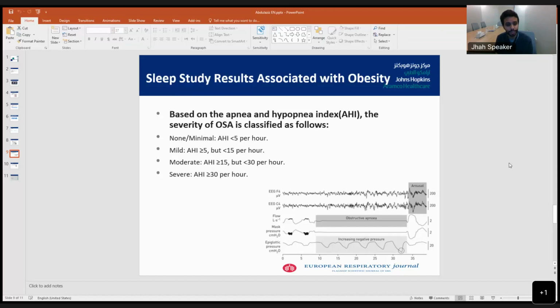Moderate OSA if the index falls between 15 to 30 per hour. So if the patient has 15 to 30 events of apnea or hypopnea per hour, this patient is in moderate OSA, and this is significant. And if the patient has an index equal to or greater than 30 per hour, this patient has severe obstructive sleep apnea, and this is significant and needs to be treated.